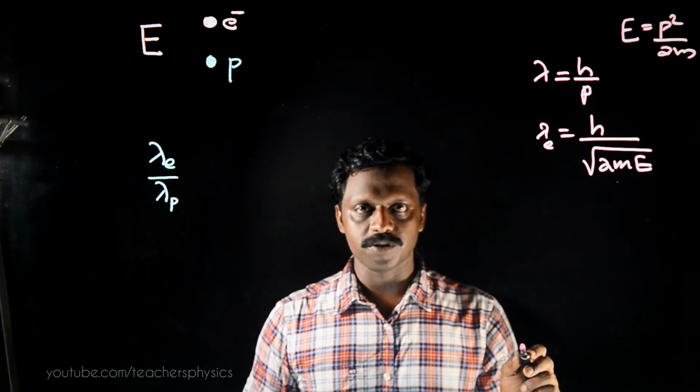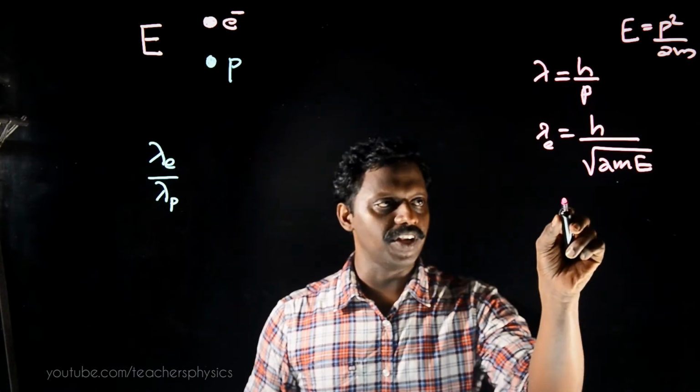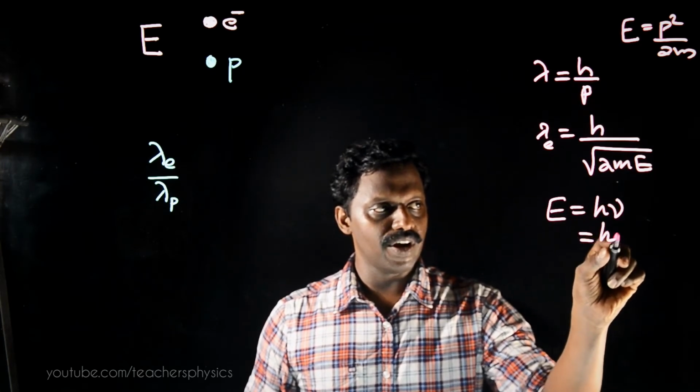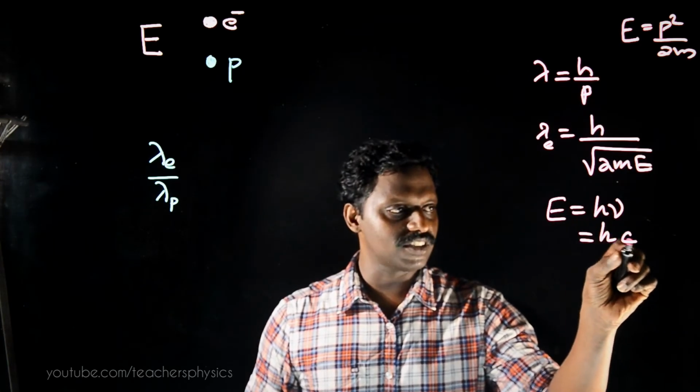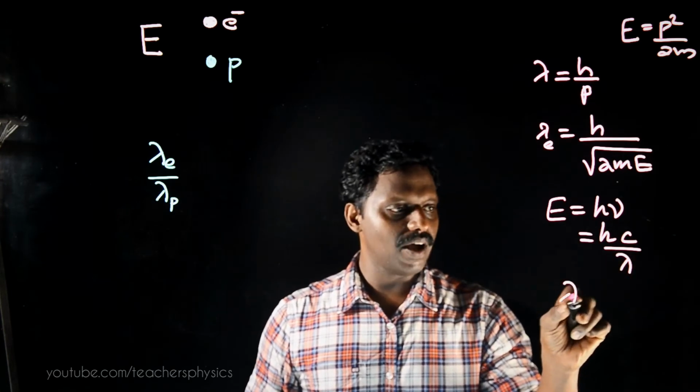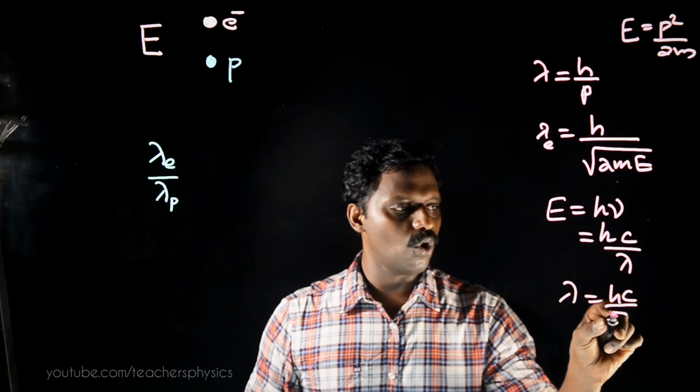Photons have zero rest mass. So from Planck's quantum theory, E is equal to h nu, where nu is the frequency and h is Planck's constant, and nu is c over lambda. So from this, lambda is equal to hc over E.